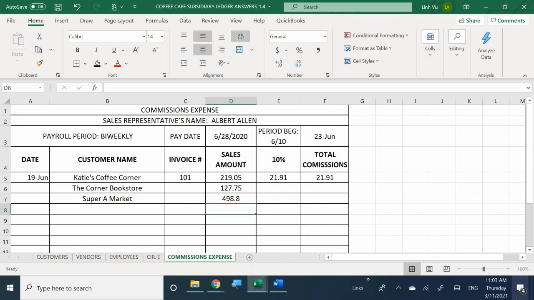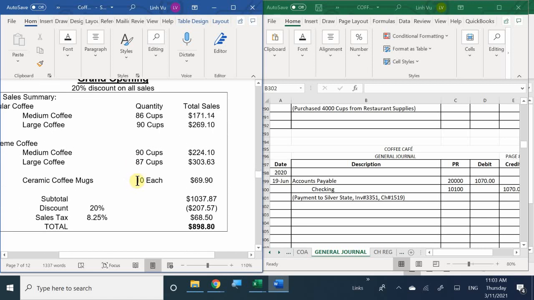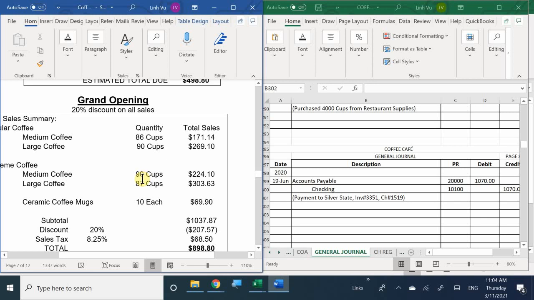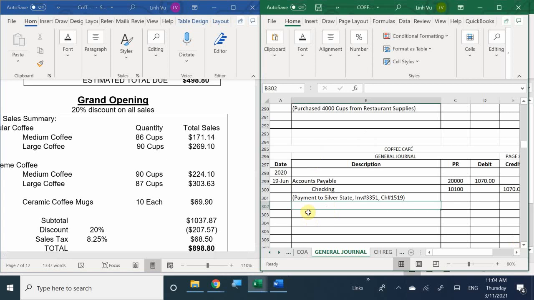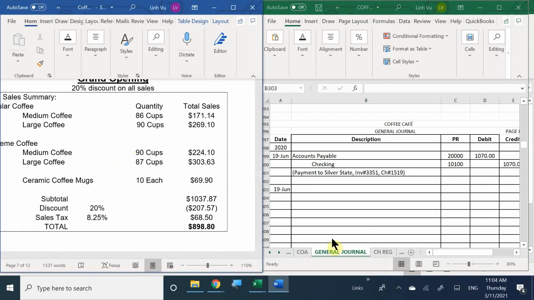Anything we have to do with that transaction? No, it's just a simple sales order. When is it expected to be delivered? June 21st. Lastly, let's complete the grand opening sales, daily sales for today. On the 19th, what did we sell? Coffee and mugs. Yes, we sold coffee and mugs. So in this case, what is my journal going to look like?